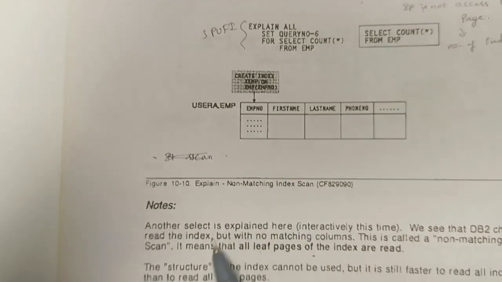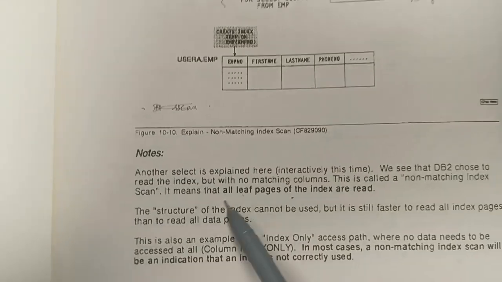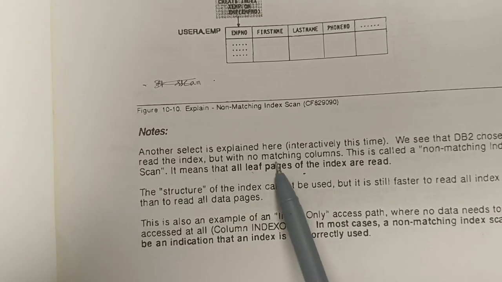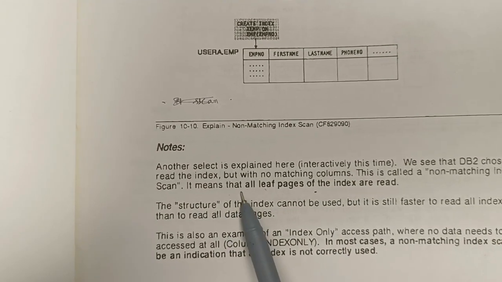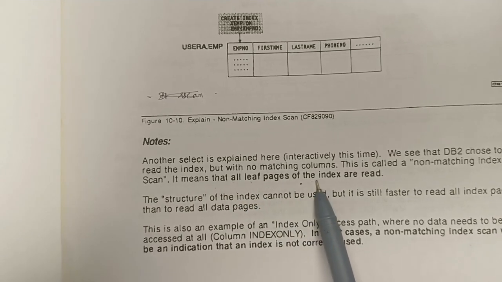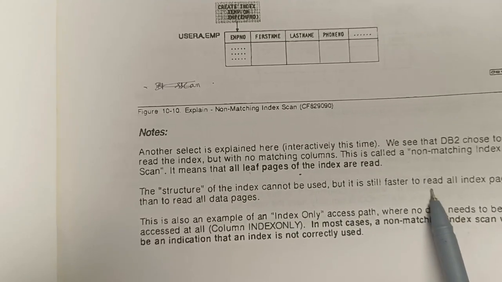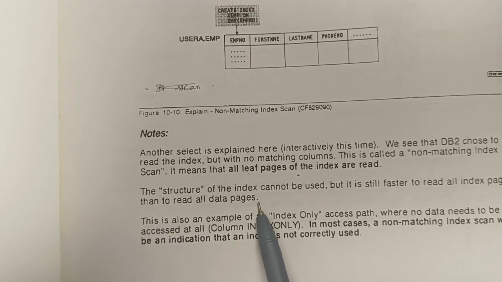And this is my index scan. What is the difference? We have seen that DB2 has chosen the read index, but with no matching index column, this is called a non-matching index scan, which means it will read all the leaf pages of the index. The structure of the index cannot be used, but it is still faster to read all the index than to read all data pages.